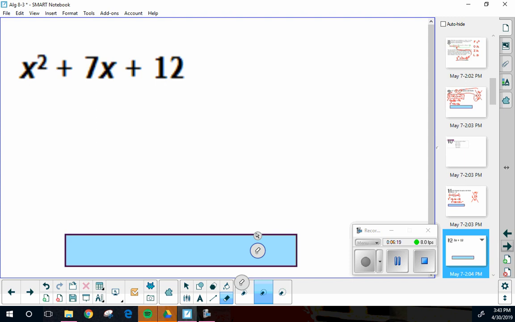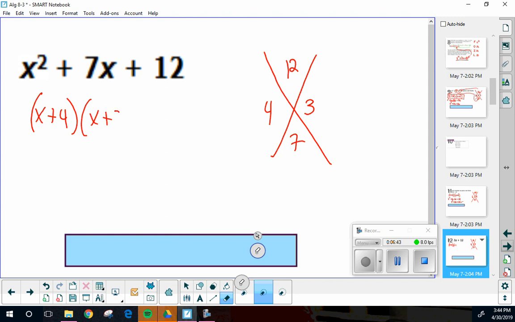So we'll do this one. This one is x squared plus 7x plus 12. We make our little x, put the 12 there, the 7 there, two numbers together, multiplied to get 12, added to get 7, and the answer to this then is x plus 4 times x plus 3. Check it. X squared, outer, 3x, inner, 4x, last, 12, x squared plus 7x plus 12. Check.